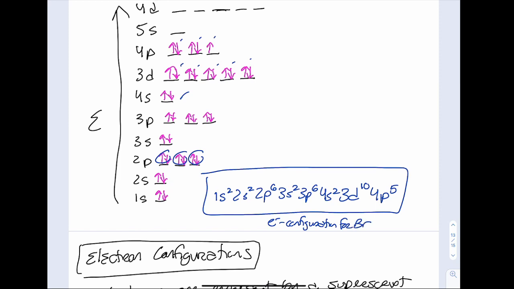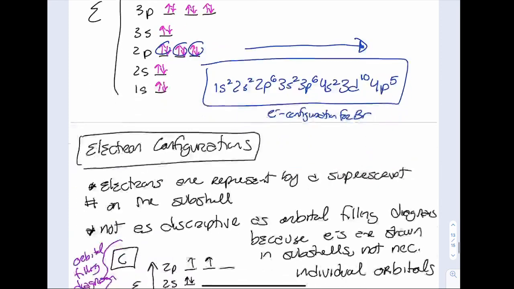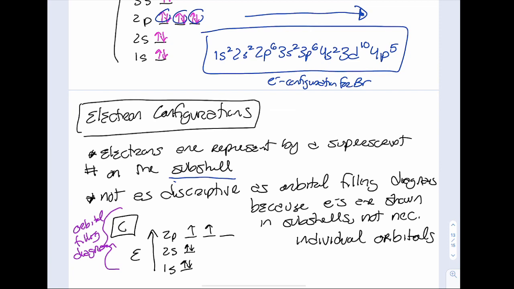So again, it's similar. Energy is increasing from left to right. I'm showing my shell number, my subshell letter, and then the superscript is telling me the number of electrons in that subshell.